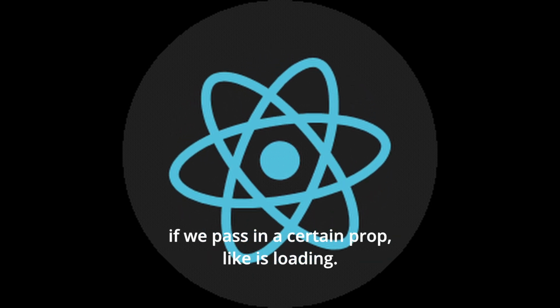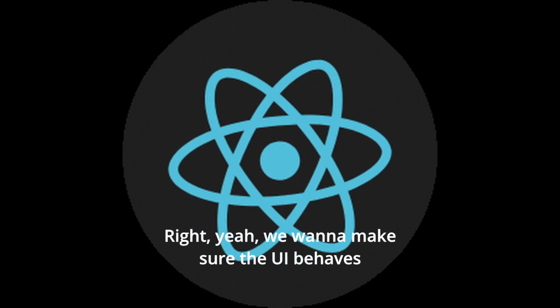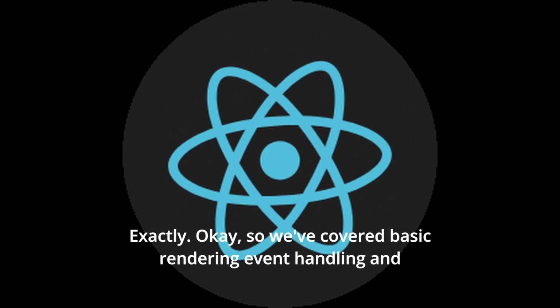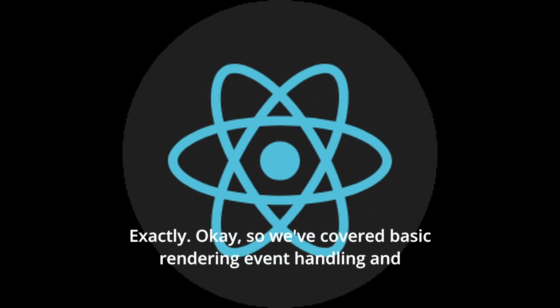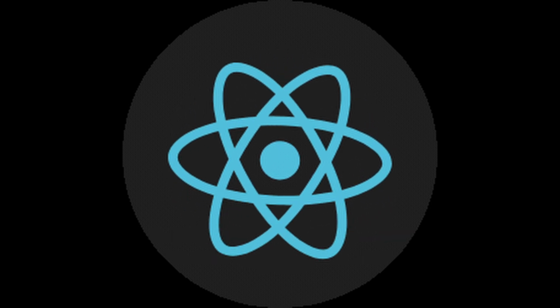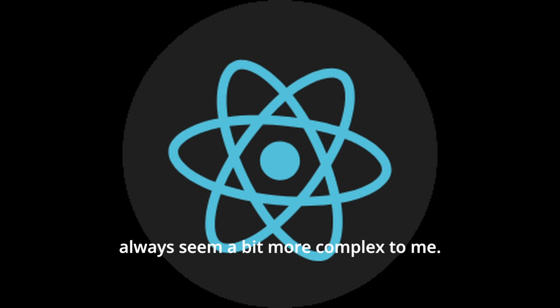Like if we pass in a certain prop, like is loading. Right. Yeah, we want to make sure the UI behaves correctly based on the different states in our app. Exactly. Okay, so we've covered basic rendering, event handling, and conditional rendering with the button component. What about testing custom hooks? Those always seem a bit more complex to me.